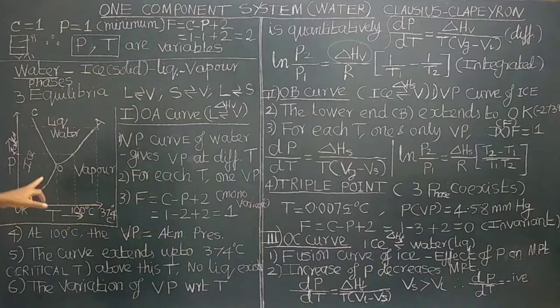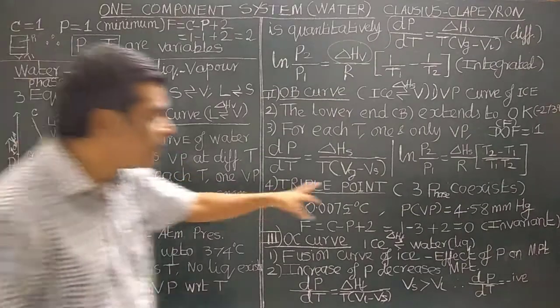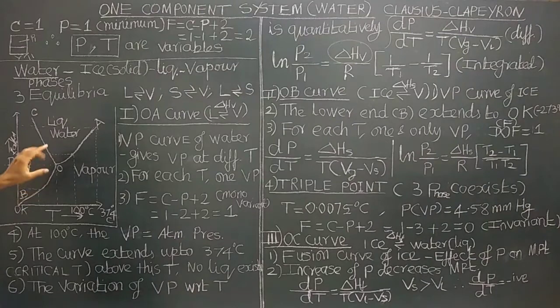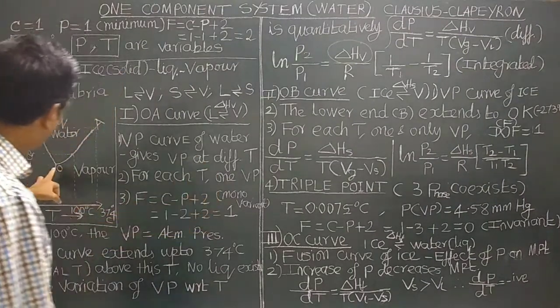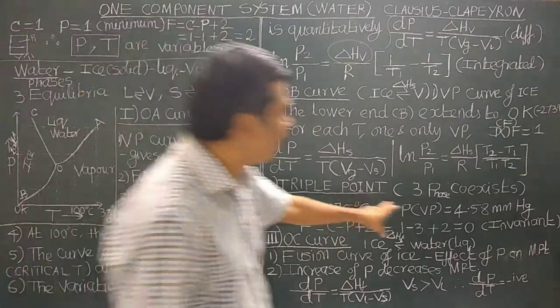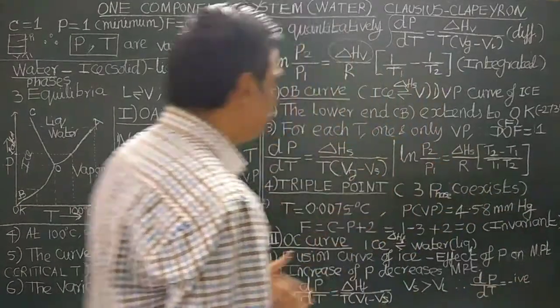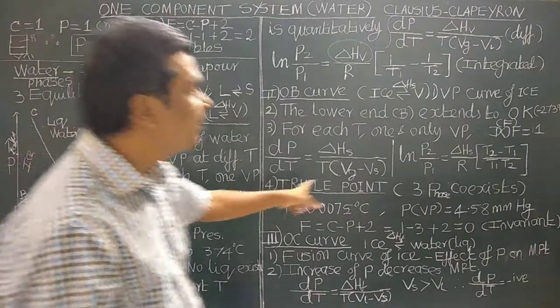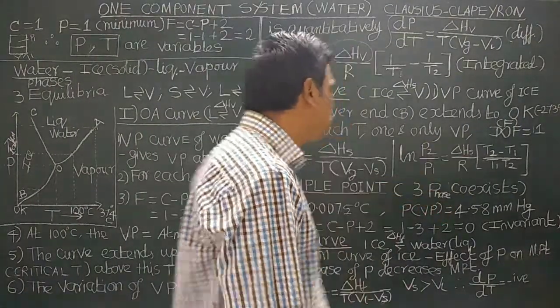What is triple point? At triple point, if you look at the vapor phase, ice, and liquid water, there are three phases existing in equilibrium with each other. See, at triple point, at point O, the three phases coexist. The three phases are in equilibrium, called triple point. This point is triple point because there are three phases which are existing together.